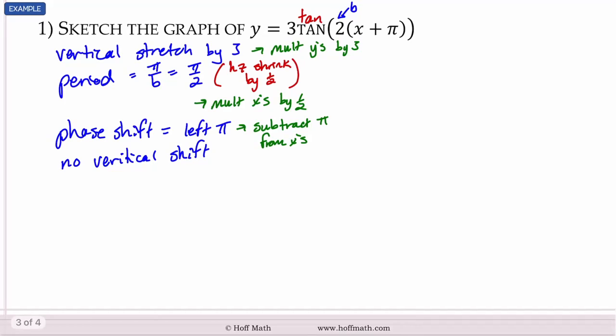We have 2 transformations that affect the x coordinates and only 1 transformation that affects the y coordinates. The order matters here when we do the transformations that affect the x coordinates. We need to do our multiplication before we do any addition or subtraction. Otherwise, we're going to get the wrong graph.